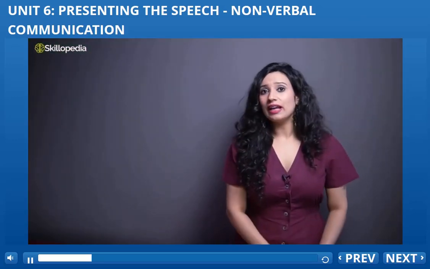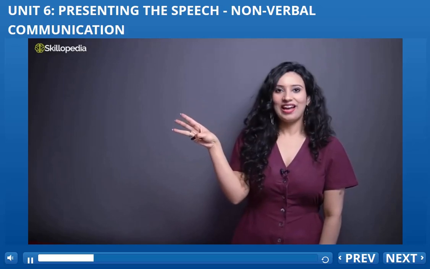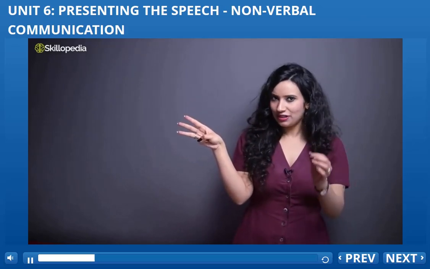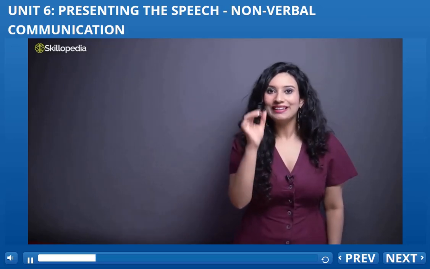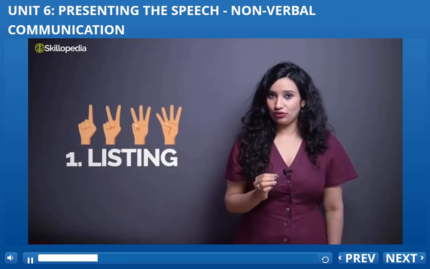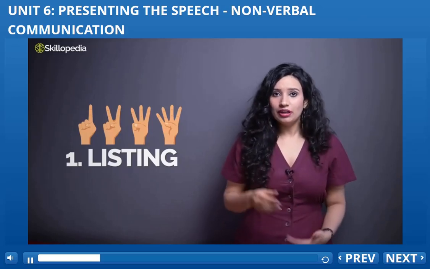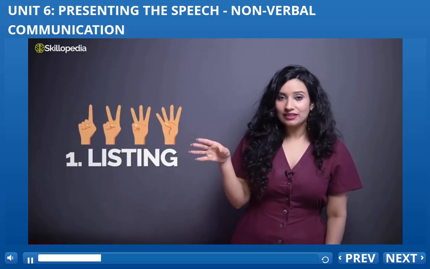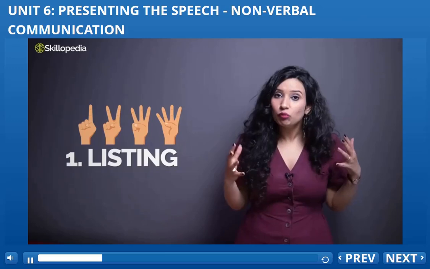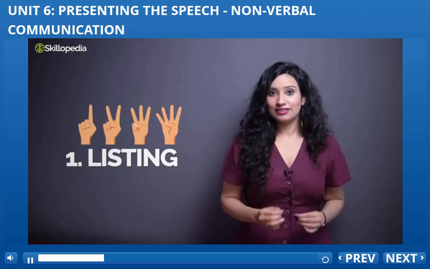So the first gesture that I'm going to talk about today is... well, can you guess what I mean here? I mean listing. The easiest and most basic hand gesture is listing. Anytime you say a number, you can list it with your hand. This adds movement and warmth to your body language and also attracts the listener's attention.